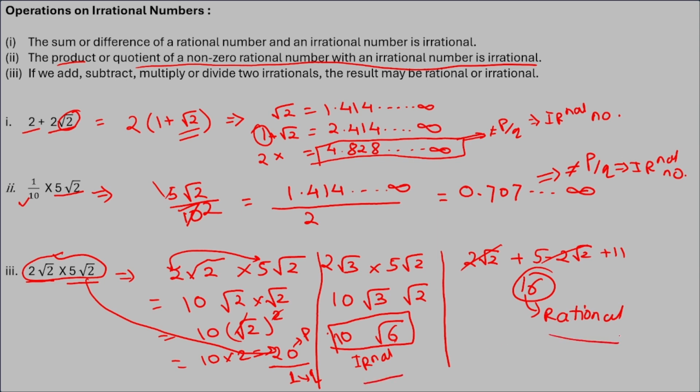So you cannot confirm. So the final answer will be: if we add, subtract, multiply or divide two irrational numbers, the result may be rational or irrational. Correct? And you can prove it with any numbers you can take. So now, whatever identities we have used earlier, I have given the background over that.